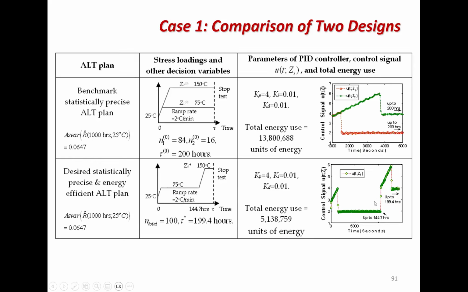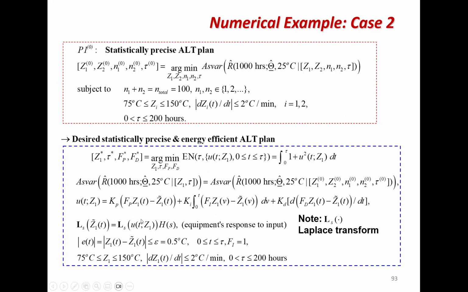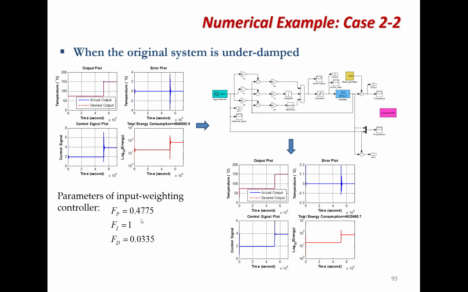And this shows the control signal. Another example: what if the PID controller is not adjustable? We just determine KP, KI, and KD, and we do a similar thing. Again, we come up with the equivalent testing plan in the second step. We do this and evaluate everything using our simulation model and optimization model.